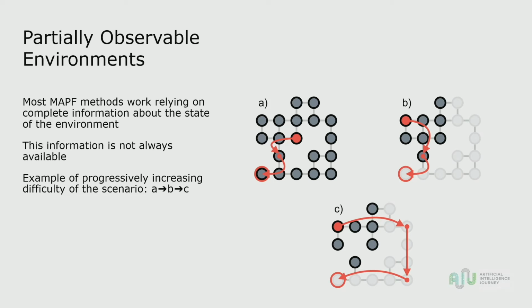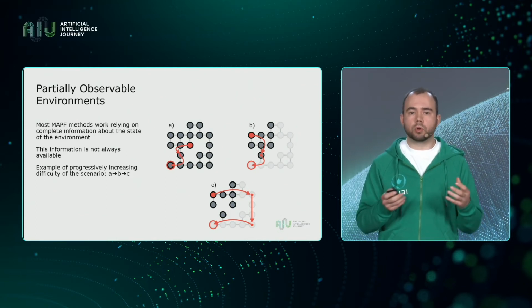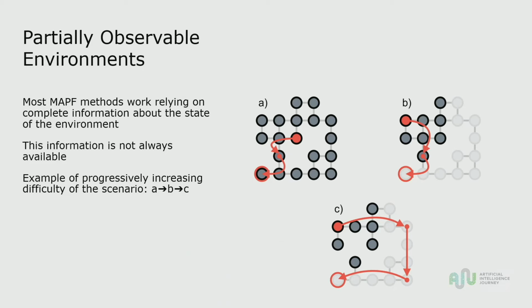What I wanted to tell you about is a problem with centralized algorithms, where there is full understanding of the environment. It's a rare case, and it limits the range of applications of this approach. This slide shows some examples where the agent doesn't have a full understanding of the environment.